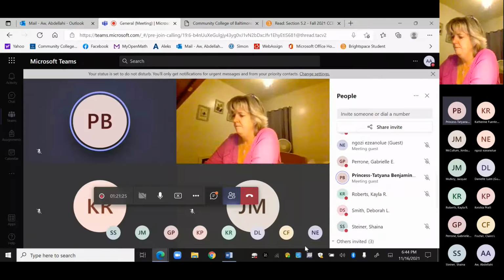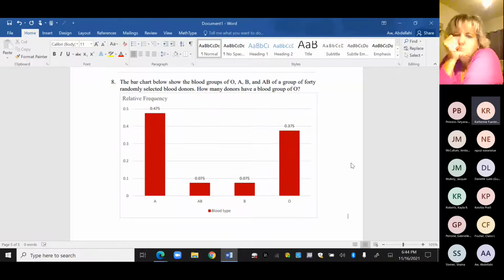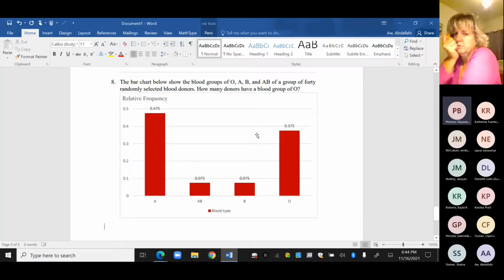All right, so okay, everybody. So now, this one is a little bit different, right? How many donors have a blood group of O? What's the answer you got? I got 15. You got 15? What did you do? So it gave us how many people altogether donated. So it says 40. So I multiplied 40 and 0.375. Exactly, right? This is exactly the right answer.